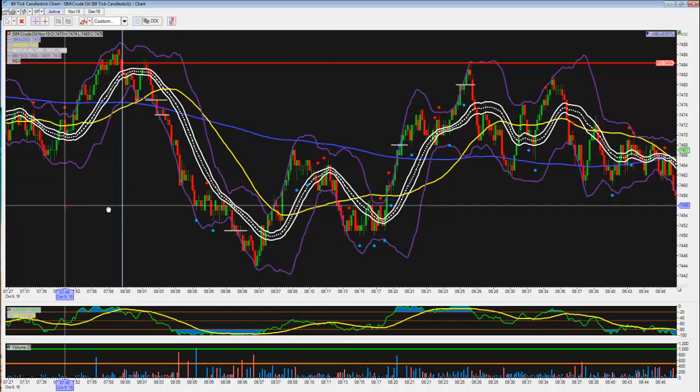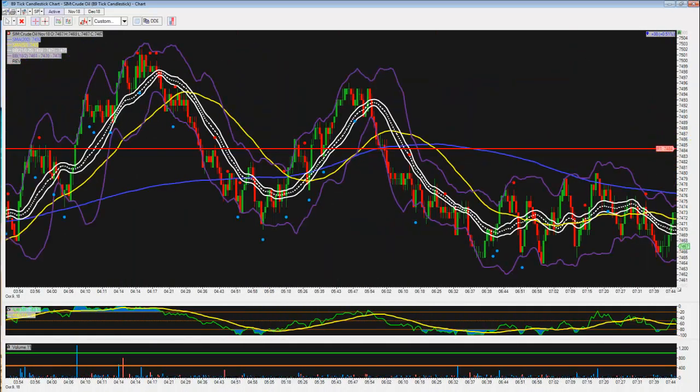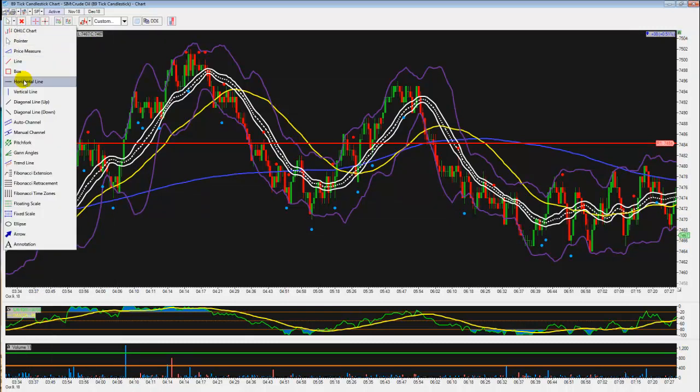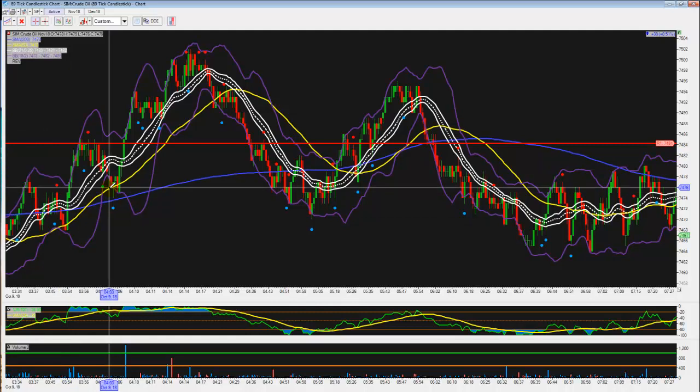Now, first, what we need to do is go back to this 4 o'clock bar and mark the trend lines on here. So when I was setting up my morning, got up at about 7 my time.